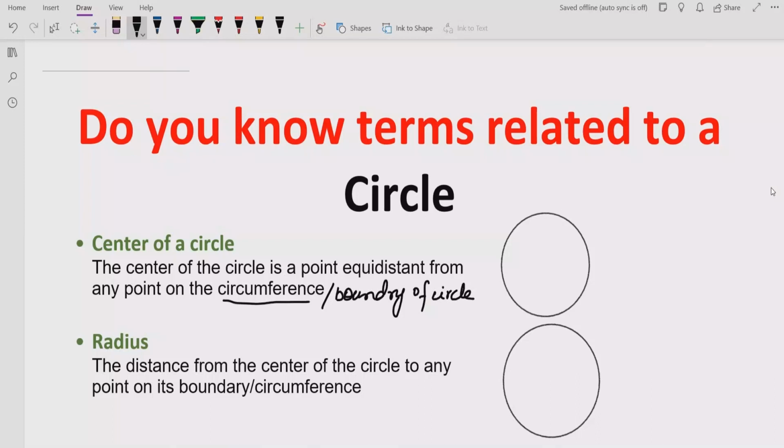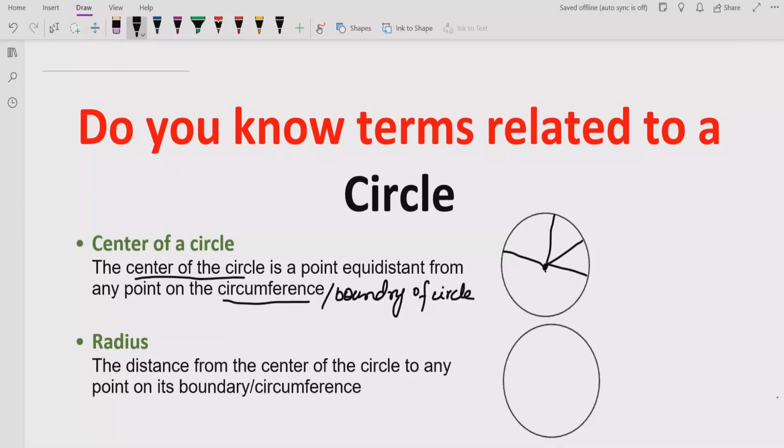Now we want to know what the center of a circle is. The center of a circle is the point which is equidistant. Equidistant means if I draw a line from this point to the boundary of the circle, these lines all have the same length. This point is called the center of a circle.